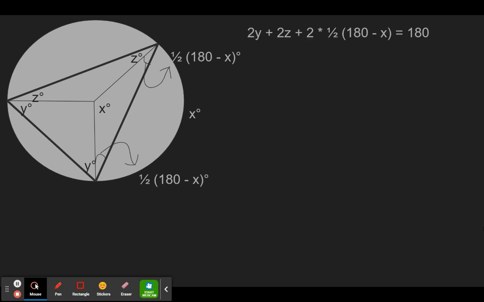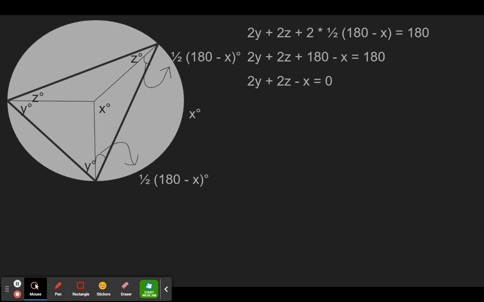The equation we're going to write is 2y plus 2z plus 2 times 1/2 of (180 minus x) equals 180. That came from adding up the base angles in our three isosceles triangles, because those make up the vertices of the big triangle that we're dealing with right now. 2 times 1/2 cancels out, so this can become 2y plus 2z plus 180 minus x equals 180. Subtracting 180 from both sides gives us 2y plus 2z minus x equals 0.